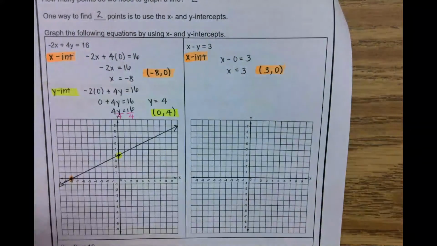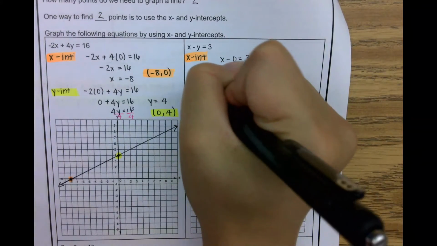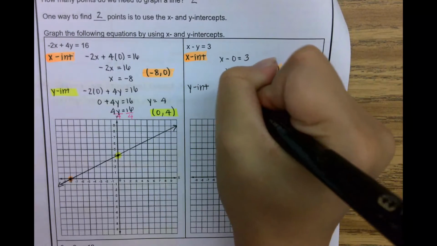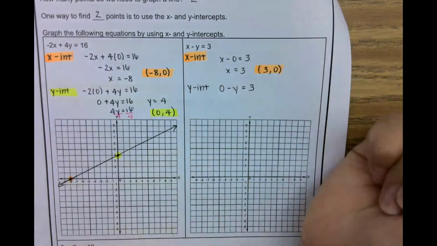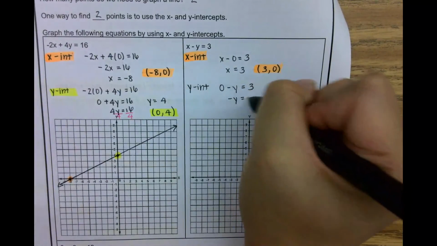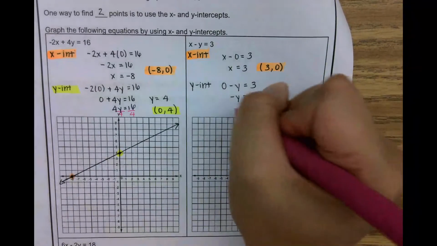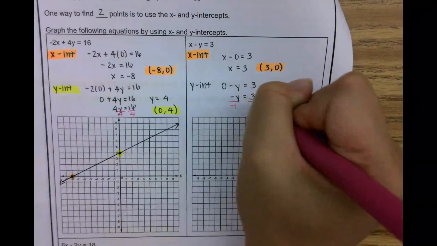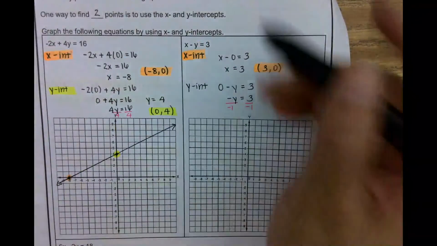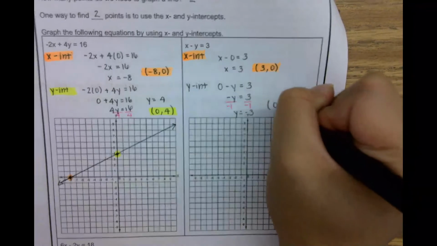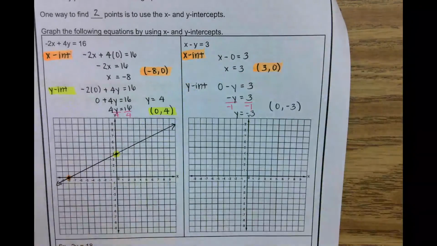Then I'm going to find my y-intercept. For the y-intercept, we plug in 0 for x, and we solve for what y would be. 0 minus y is negative y. So again, this is a negative 1y, so I get rid of that times negative 1 by dividing by negative 1. That gives me y equals negative 3. And so my y-intercept is at 0, negative 3.